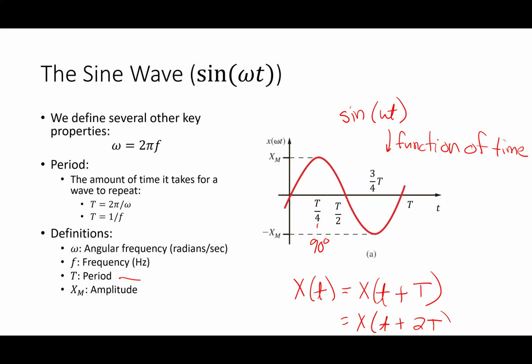Now, oftentimes we don't talk in terms of the period. In other words, the period is the amount of time it takes for it to repeat. Often we talk in terms of the frequency. How fast does it repeat? So what I put here is frequency and period are inverses. Okay, probably know that from physics. And then the angular frequency is 2 pi times the frequency in hertz.